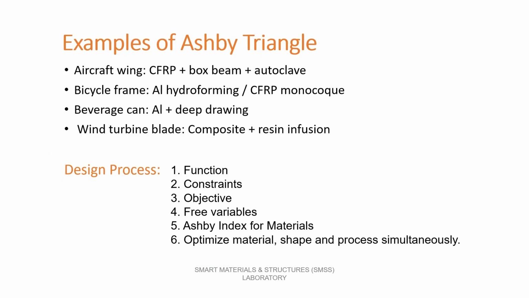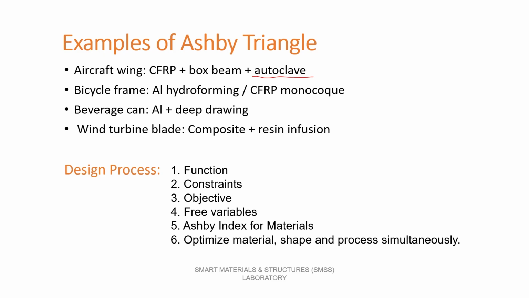For example, an aircraft wing. If you take CFRP, then you can have a box beam configuration, and automatically that is the geometry, and automatically the manufacturing process will be the autoclave process. So, if you consider CFRP as your decision, then the geometry and the manufacturing process get fixed along with it, and remember, autoclave is a very expensive process.